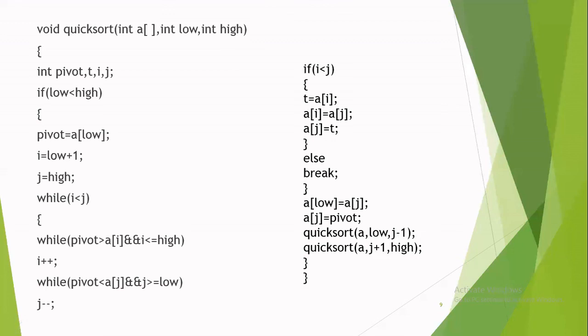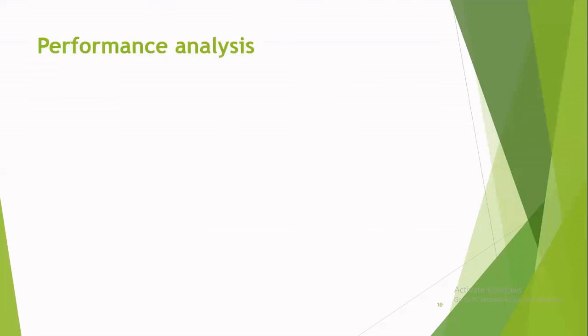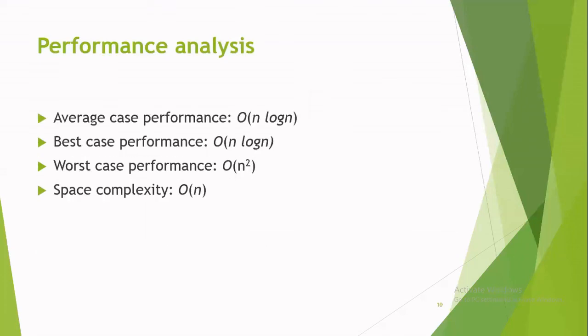And coming to the performance analysis, the best case and the average case performance of quicksort is n log n, but the worst case performance is order of n square. And coming to the space complexity, quicksort takes order of n space, that is, to store n elements, it is going to consume n memory locations. Hence, the space complexity will be order of n.